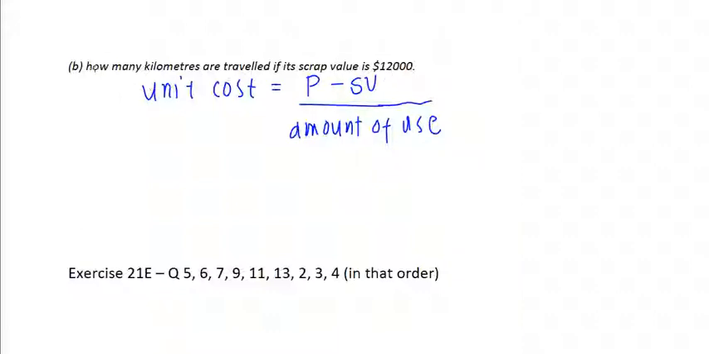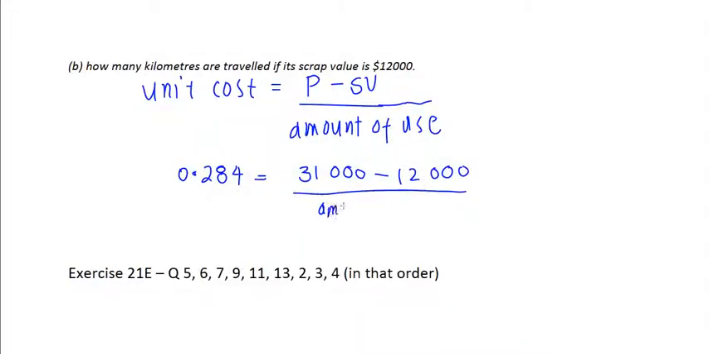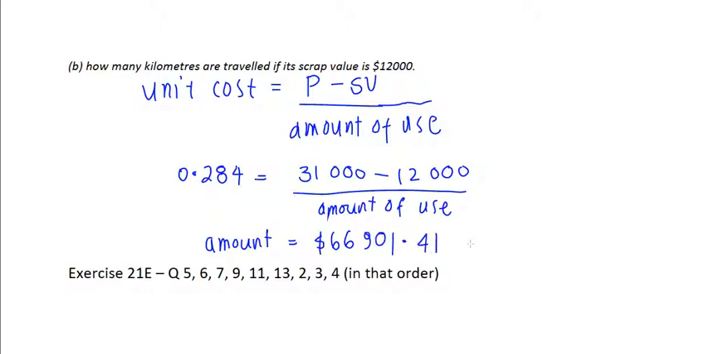In this one, we're not actually going to do that. What we're going to do is find how many kilometres are travelled. So what we'll do is we've got the unit cost. That was given in the question. We also have the purchase price. That was P. The scrap value is $12,000. And what we can do is solve for amount of use. So let's do that now. And that is in kilometres.